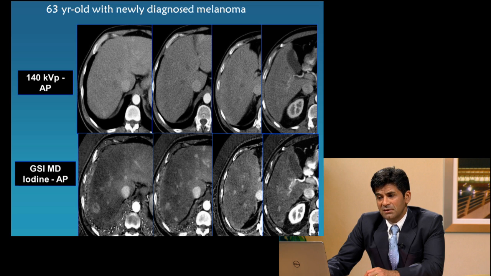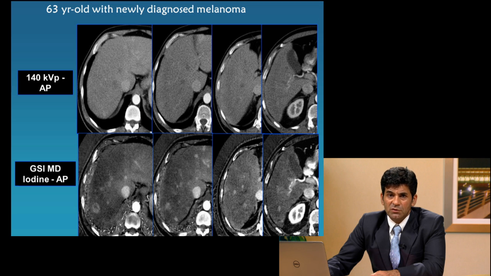Now the top row here are images from a 140 kVp single energy acquisition, and here I find it difficult to detect tumors within the liver, whereas on the bottom row of material density iodine images, several hypervascular lesions are visible both in the right and the left lobe, and some of these lesions are as small as 5 millimeters in size. So clearly, having the material density iodine image provides the opportunity to improve detection by looking at the distribution of iodine.